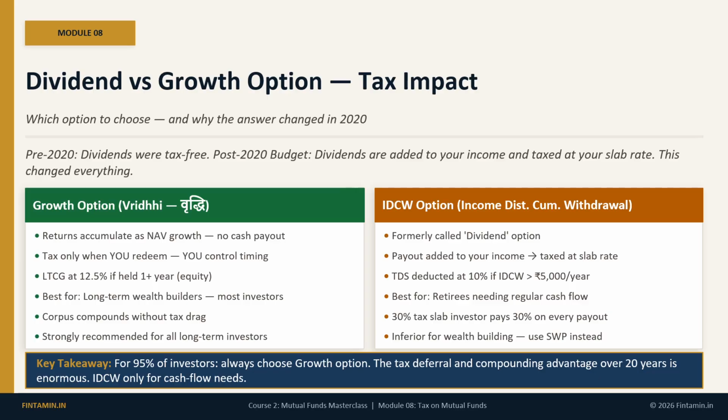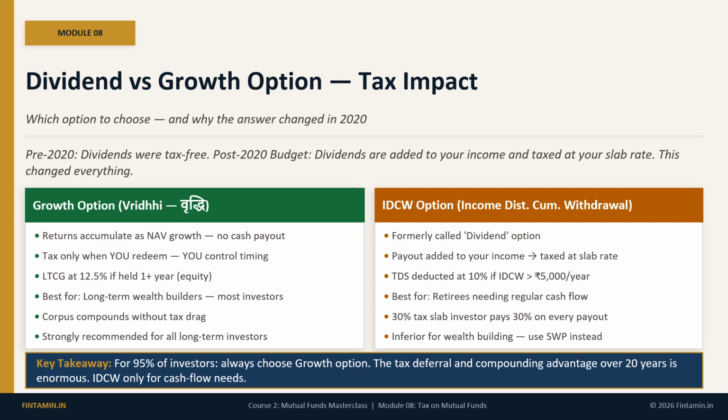For 95% of investors, the growth option is the right choice. Your returns compound without tax drag. You control when to release gains. You pay tax only when you redeem, at LTCG rates of 12.5%, which is much lower than slab rates.